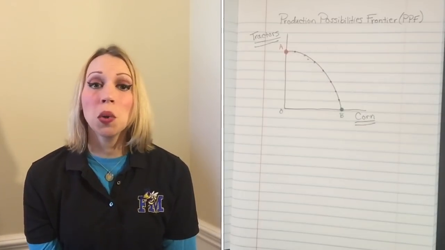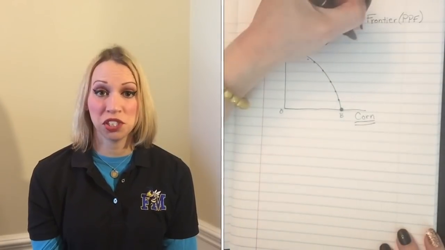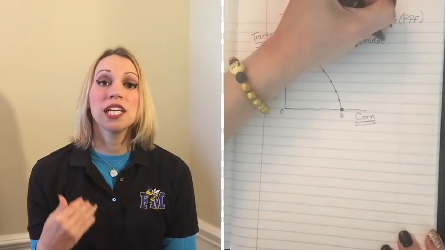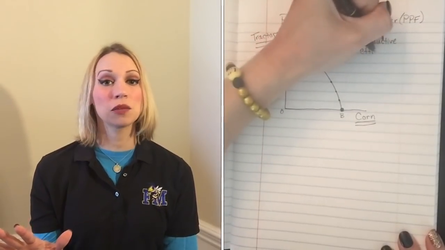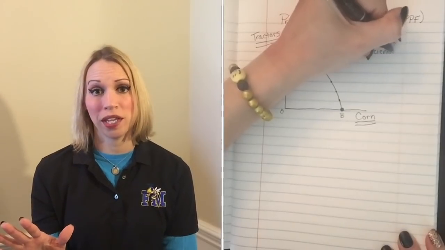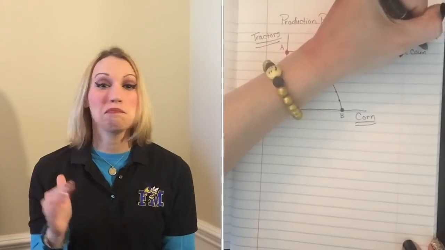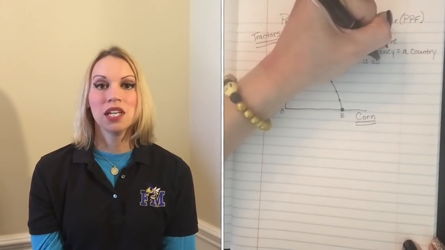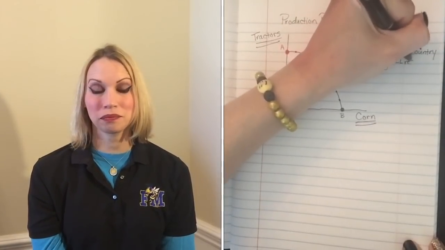So any point on that line represents something that we call productive efficiency. Any point on that line represents a country that is using all of its resources and nothing is sitting around idle and nothing is being wasted. So productive efficiency means that a country is maxing it out 100%. They're using everything they've got. So they are productively efficient if they are somewhere on that line.